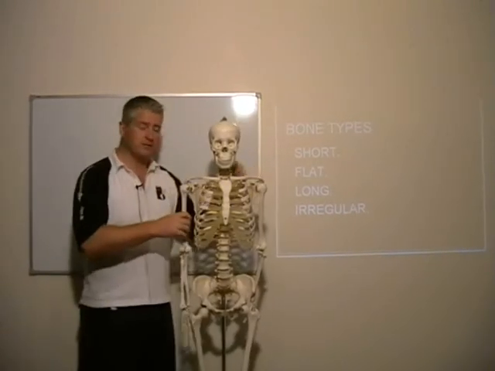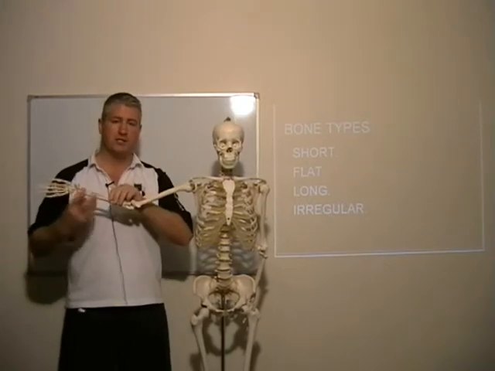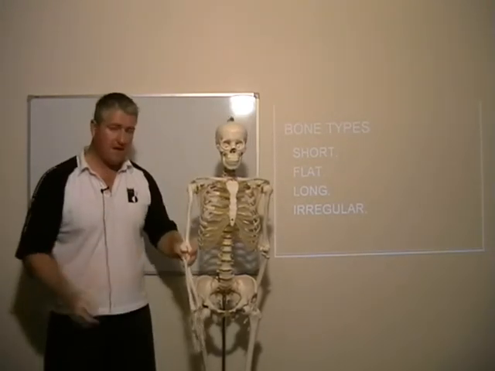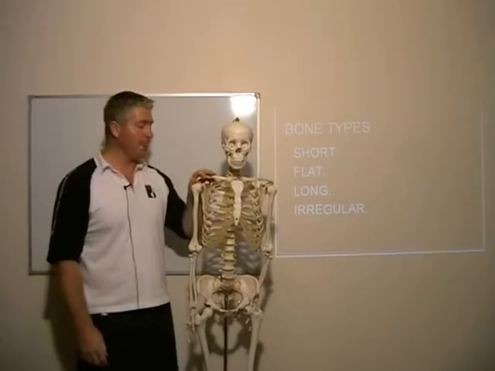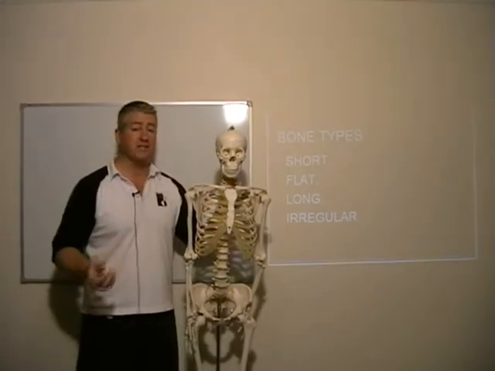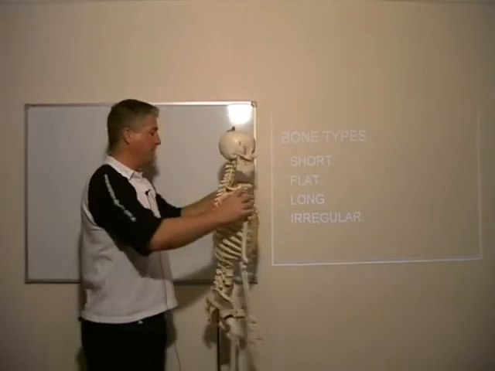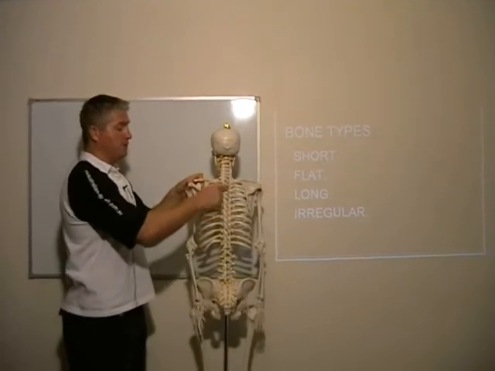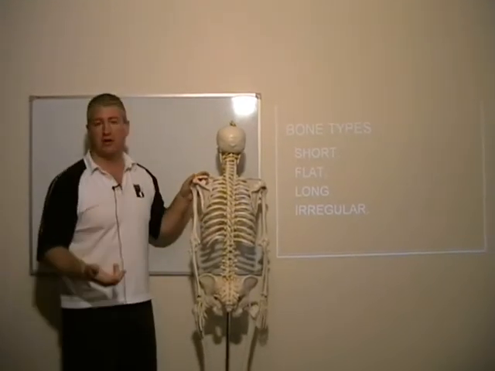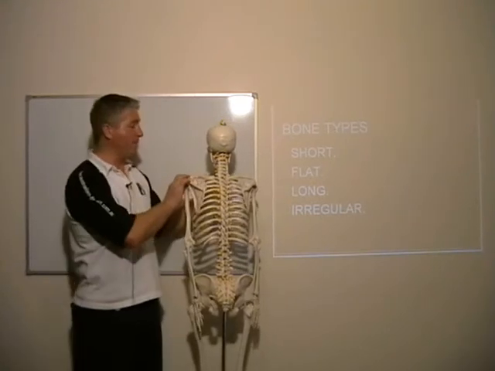We have long bones, which basically form the limbs of the body: humerus, radius, ulna, femur, tibia, fibula as the best examples of long bones. And irregular bones are bones that don't match any of those categories. The most common example of an irregular bone are the individual vertebrae. They're not short, they're not flat, and they're not long. Therefore, they're classified differently as an irregular bone type.